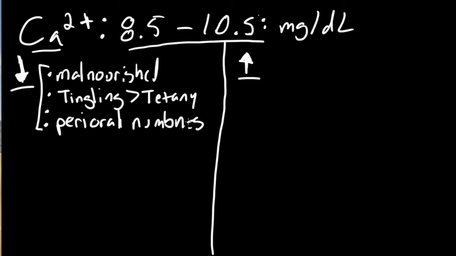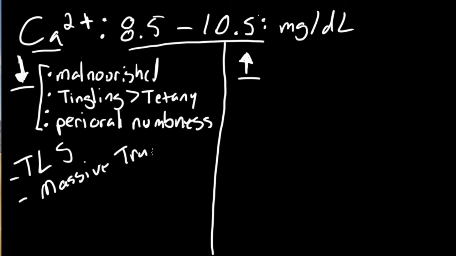So all that sensation or lack of sensation. So numbness around the mouth might manifest as low calcium levels in the serum for your patient. What I was going to say actually was there's certain syndromes, like tumor lysis syndrome and massive transfusions, that can cause low calcium levels. All right, that's kind of what I wanted to talk about when I was stumbling up here.